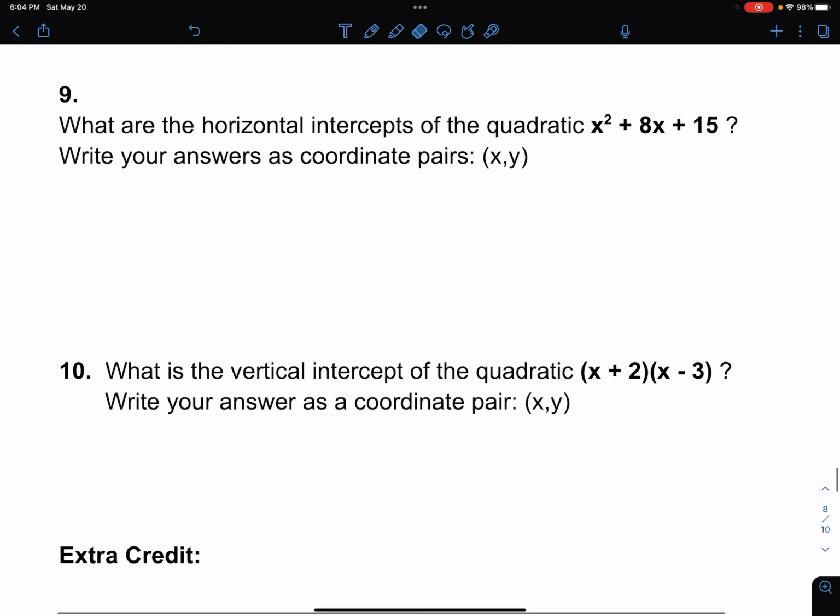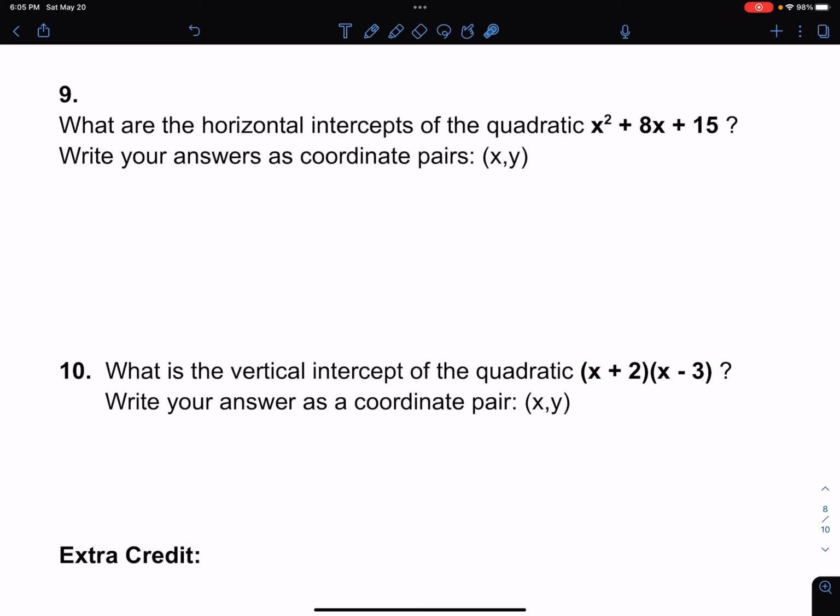On number 9, I specifically on purpose gave you a quadratic that was in standard form so that you could factor it and show me you know how to factor it and get the horizontal intercepts. And on this one, standard form is the best for finding the vertical intercept when x equals 0. And I gave it to you in factored form.